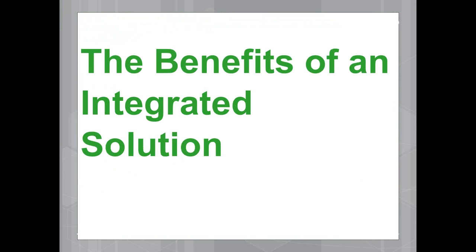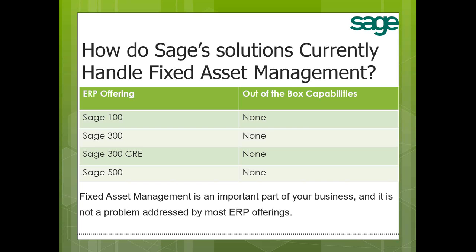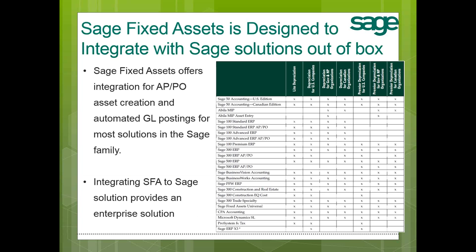Okay, so we've spent a good amount of time talking about the depreciation process and its challenges. So what are the benefits to integrating your fixed asset solution to your Sage 300 CRE system? Well, first, let's take a look at the wider Sage ERP environment. As you can see, many of the Sage ERPs do not have a fixed asset module built in. Thankfully, Sage's depreciation solution offers out-of-the-box integrations back to most of Sage's ERP solutions in order to automatically move depreciation GL entries from depreciation into your ERP with no manual data entry.